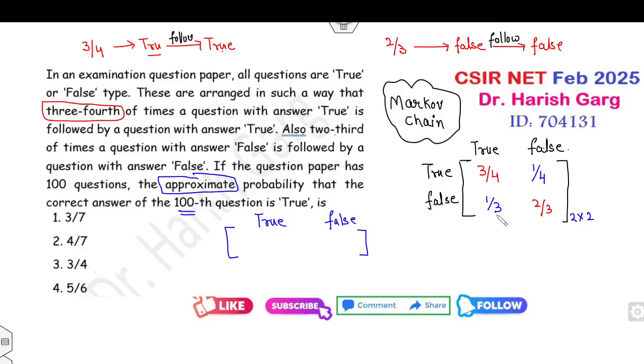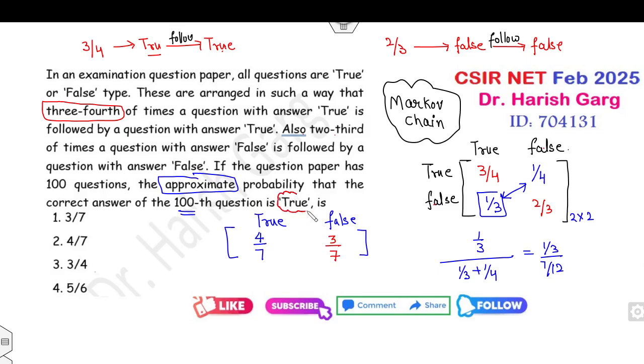So what is the answer of this? The true answer is 1 over 3 divided by the sum of these cases. So that is 1 over 3 plus 1 over 4, which is 7 over 12. So the answer is 4 over 7, and once this is 4 over 7, this is 3 over 7.